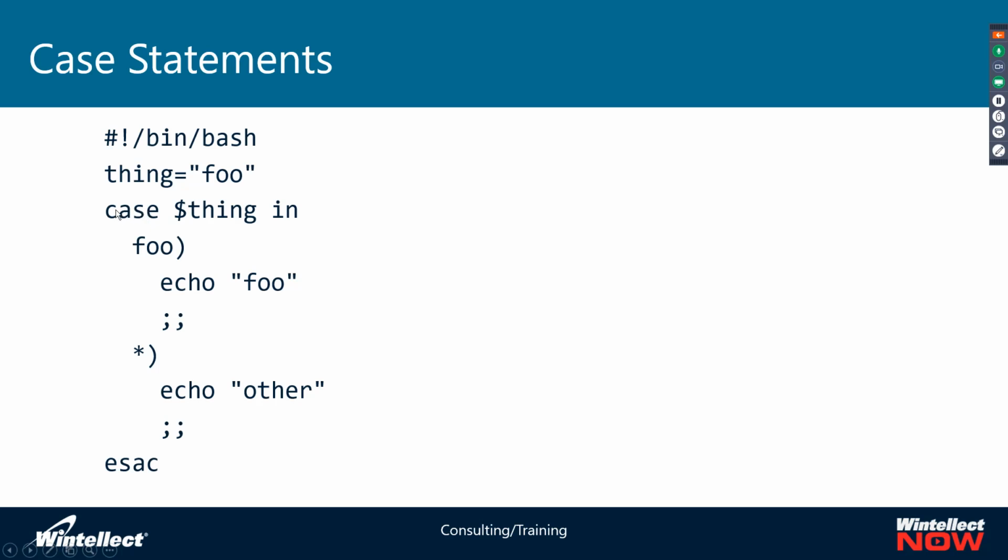The case statement starts with case and it ends with case spelled backwards. For the cases themselves, you use foo with a closed paren, and then this is the default, or other, with a closed paren, and then the double semicolon is the break. It's not exactly clear what those mean, but once you see it enough, you'll get used to the syntax of these case statements. In this case, I'm doing thing equals foo, and it's going to go through this case statement and execute echo foo, and otherwise it's going to echo other. So it's the case default there, and there's case spelled backwards.